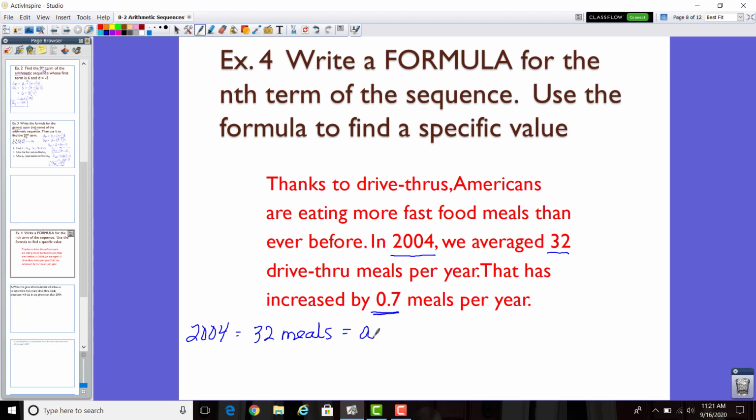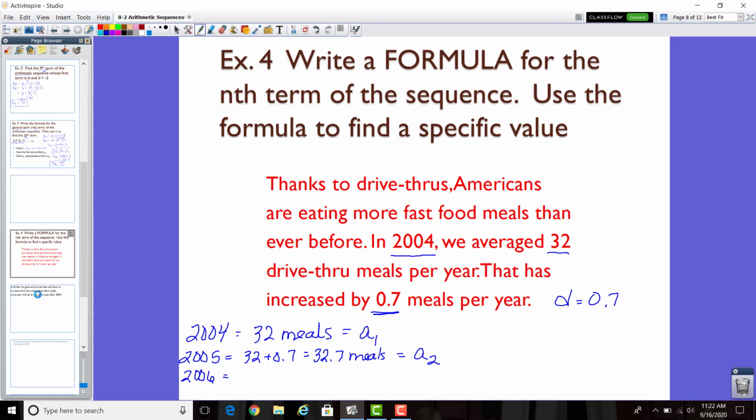If this was the first year the study was done, that means this is representing our first term, or a sub 1. So in the year 2005, if we added 0.7, that means our common difference is 0.7. So 32 plus 0.7 means that we are eating on average 32.7 meals per year. This would represent our second term, and we could continue to add 0.7, 0.7, 0.7 to get the value in each year after 2004. Okay?